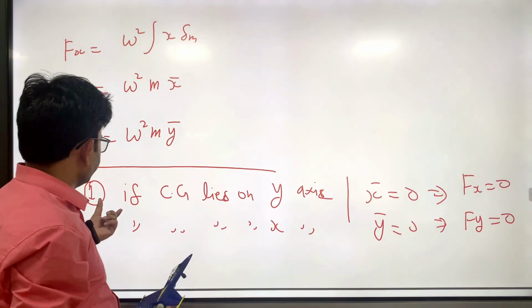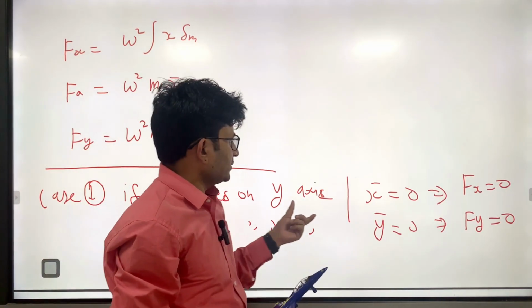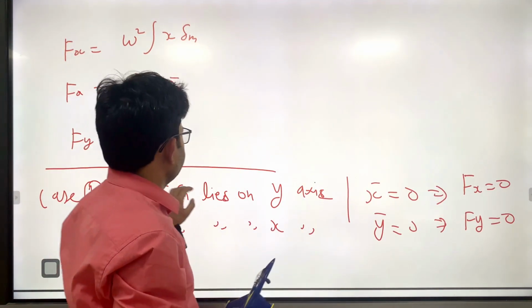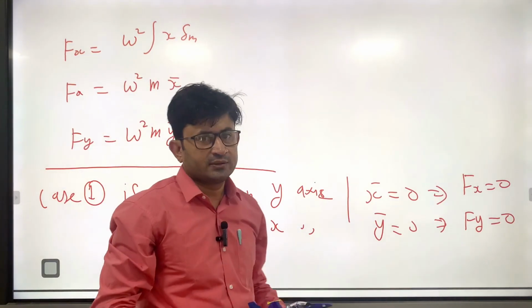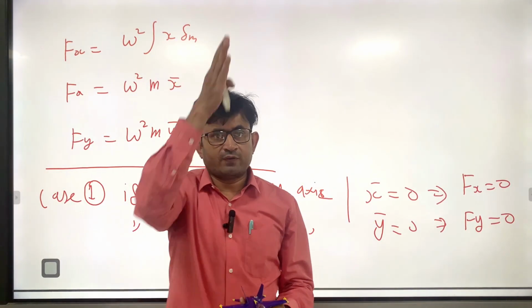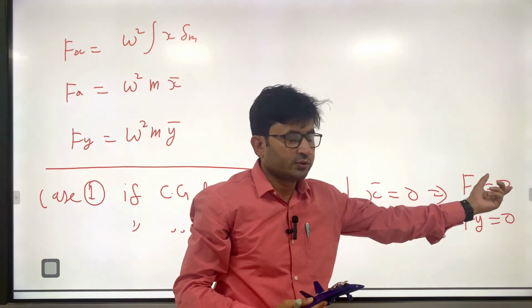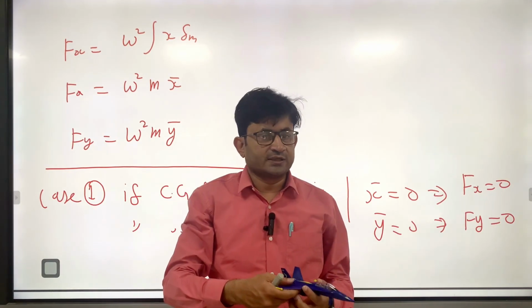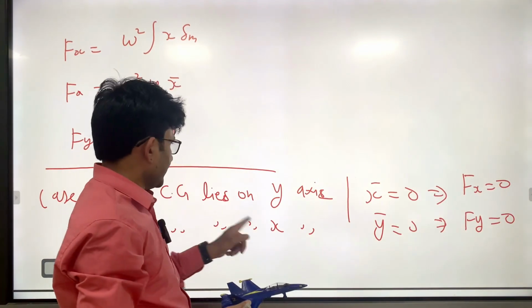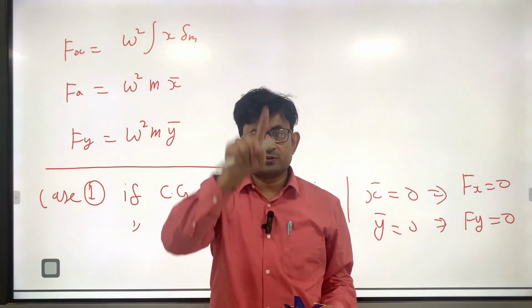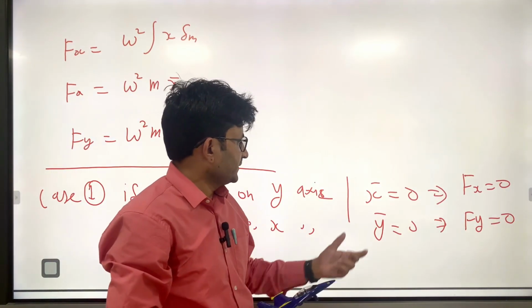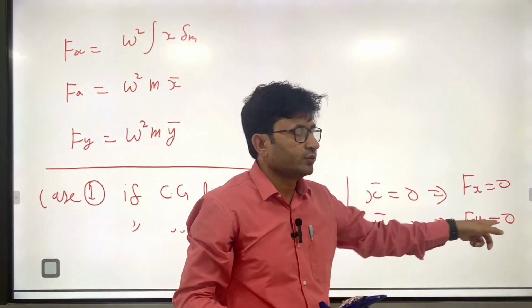Consider case 1, if the CG lies on the y-axis. If the CG is on the y-axis, x is 0, right? That means x bar equals 0, so Fx equals 0. Similarly, if the CG lies on the x-axis, that means y will be 0, so y bar equals 0. So Fy equals 0 from this.